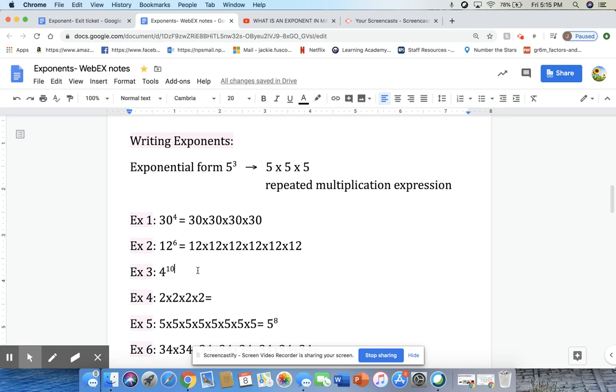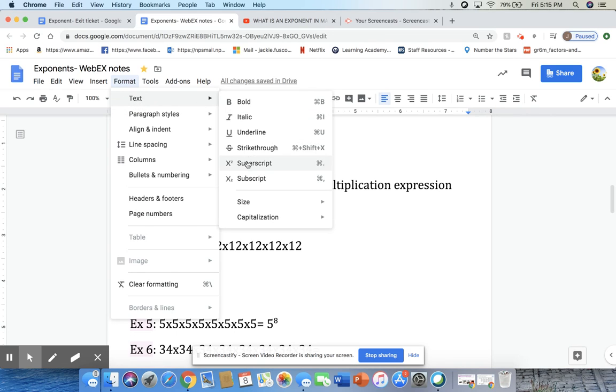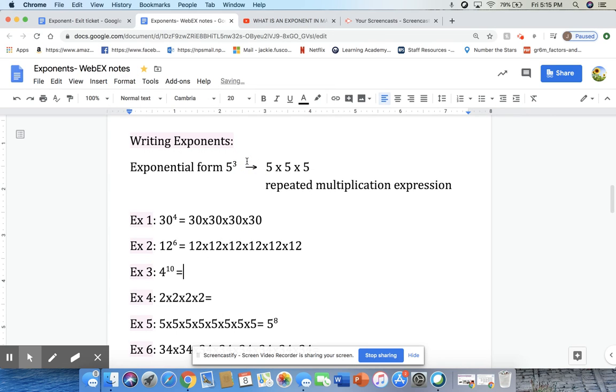Let's do another example. Okay, notice that I'm small up here next to my exponent, so I need to go back to my normal size. 4 is my base, so that's the number that I'm multiplying, and it's going to be multiplied 10 times because my exponent is 10. So there's 1, 2, 3, 4, 5, 6, 7, 8.